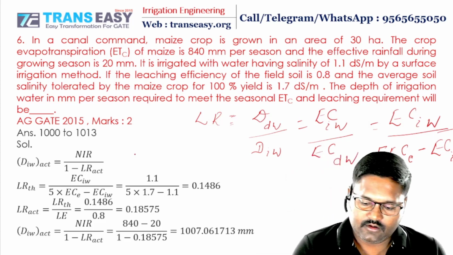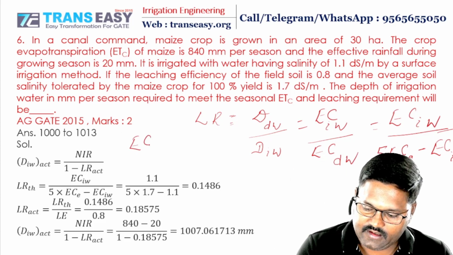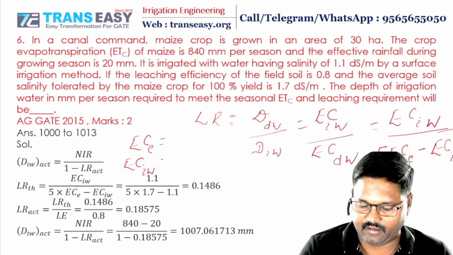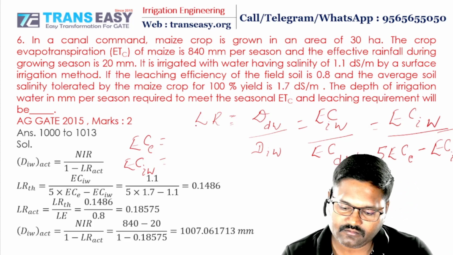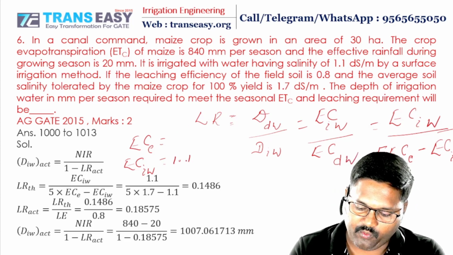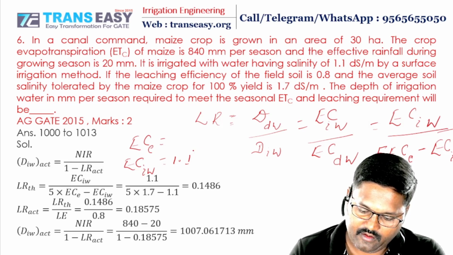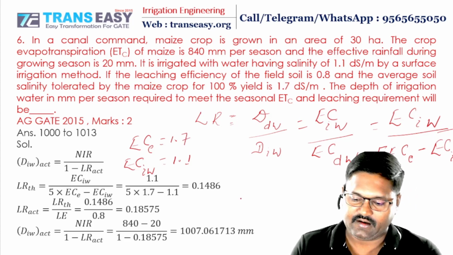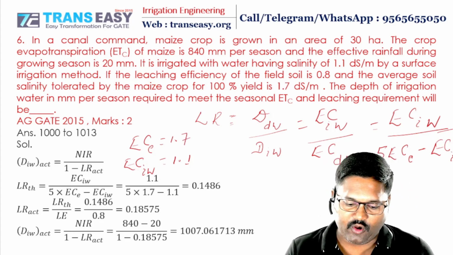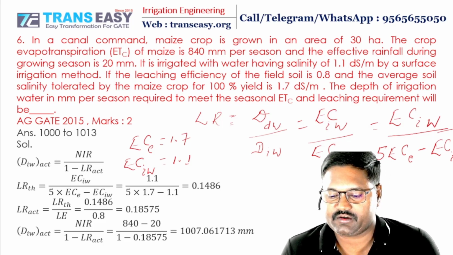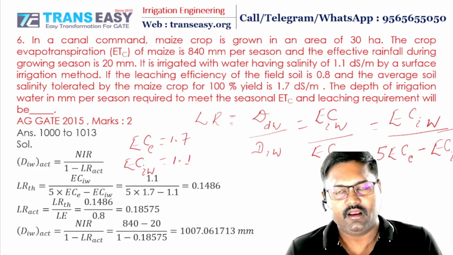Right? So here ECe is given, ECiw is given: 1.1 decisiemens per meter, and 1.7 decisiemens per meter. The depth of irrigation water in mm per season required to meet the seasonal evapotranspiration and leaching requirement.